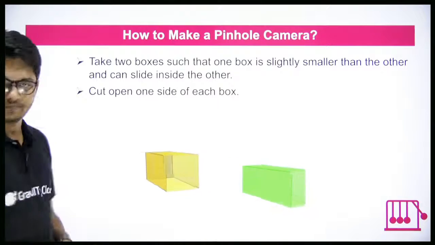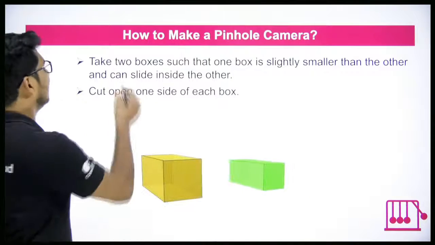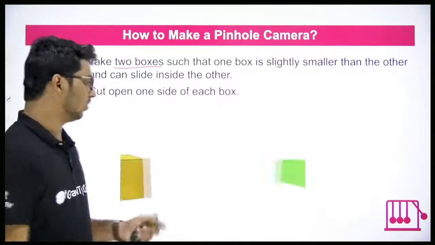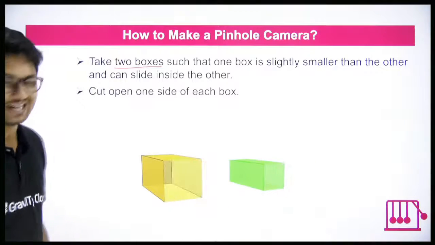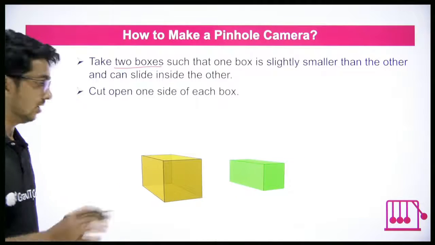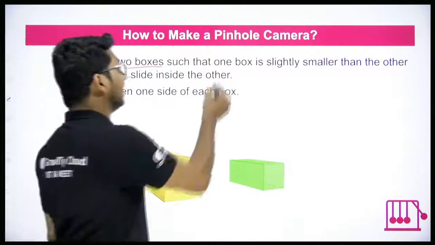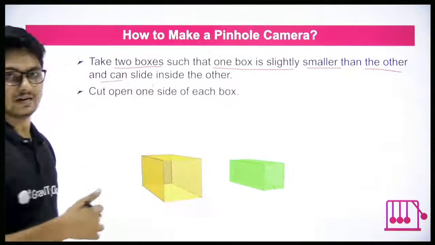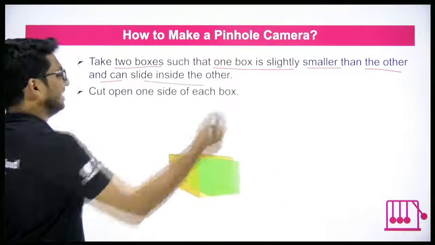Okay, chalo. So the first step: take two boxes. Here you can see in the animation there are two boxes, one brown and the other a green colored box. So take two boxes. Now you have to take them in such a way that one box is slightly smaller than the other and can slide inside the other.